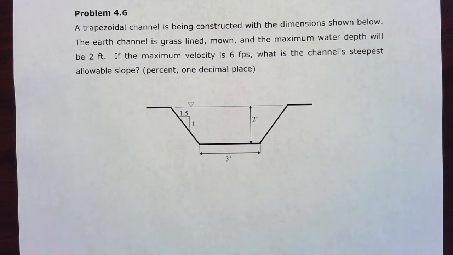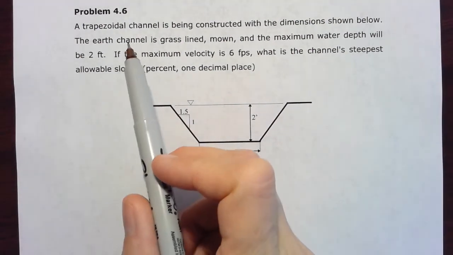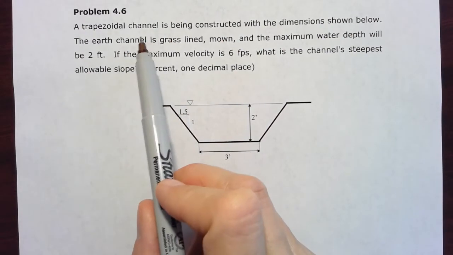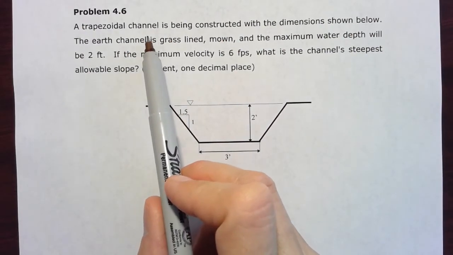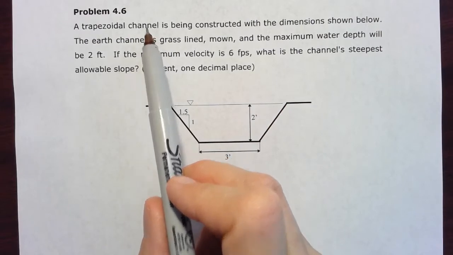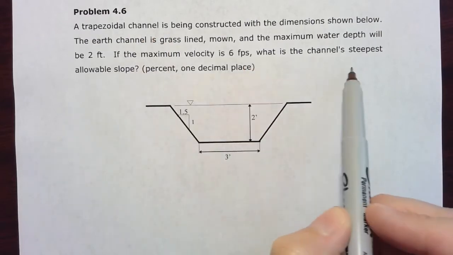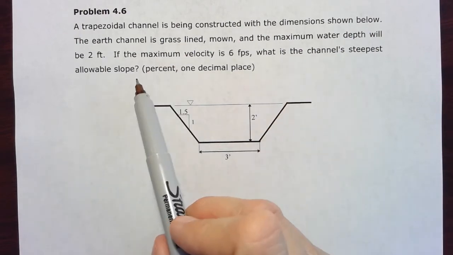All right, this video is going to go over problem 4.6, that last problem from chapter 4 that we didn't have time to get to in class. Again, a trapezoidal channel problem. We're going to use the Manning equation, except this time we're solving for slope. We know velocity, but we want to find the channel's steepest allowable slope.